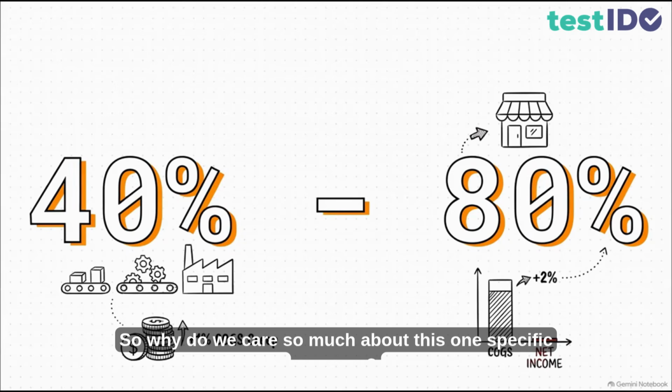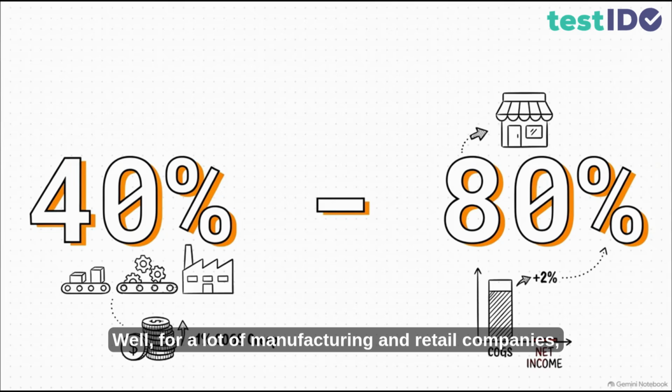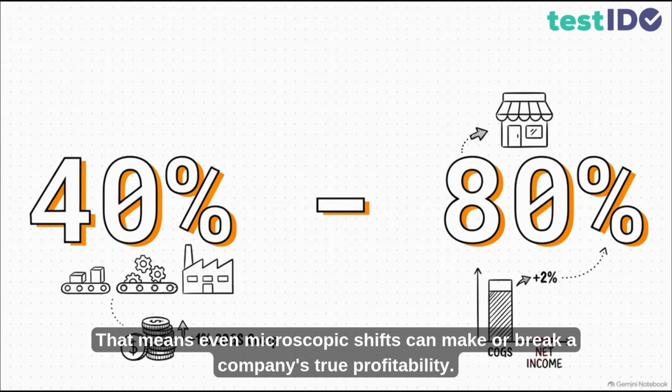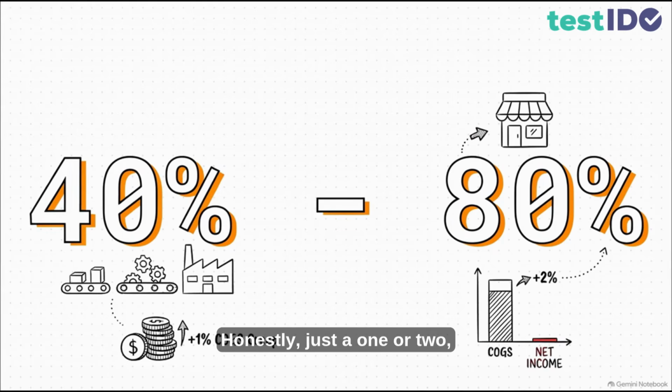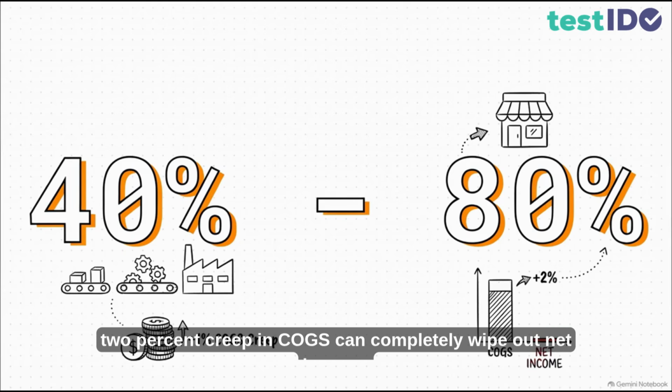Seriously, burn this equation into your brain because literally everything else we're going to talk about builds on this. So why do we care so much about this one specific expense? Well, for a lot of manufacturing and retail companies, cost of goods sold eats up a massive chunk. We're talking 40% to 80% of every single sales dollar. It is usually the biggest expense on the income statement. That means even microscopic shifts can make or break a company's true profitability. Honestly, just a 1 or 2% creep in COGS can completely wipe out net income.